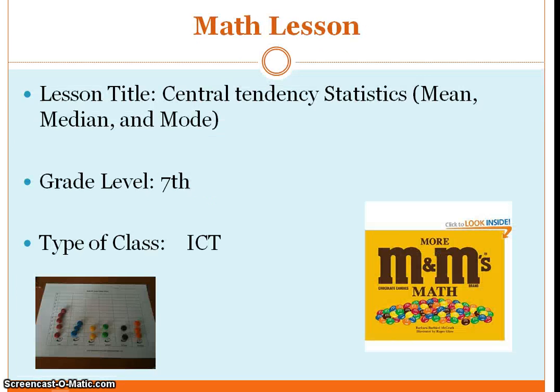Today's lesson, we will learn central tendency statistics, where students will understand the mean, median, and mode. Grade level is 7th, and the type of class will be inclusion.